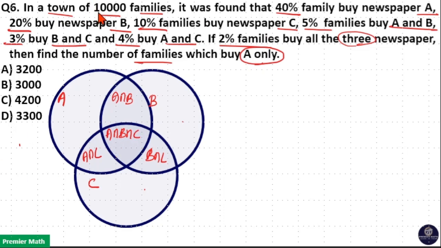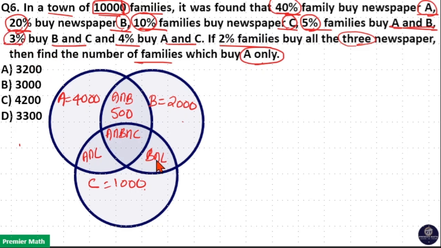Now, there are total 10,000 families and 40% of families buy newspaper A means 40% of 10,000 is 4,000, because 10% of 10,000 is 1,000, then 40% is 4 into 1,000, 4,000. Now, 20% buy newspaper B. 20% means 2,000. 10% buy newspaper C. 10% is 1,000. Now 5% buy A and B. That is A intersection B is 5% means 500. And 3% buy B and C.